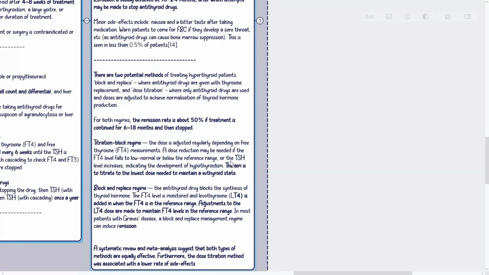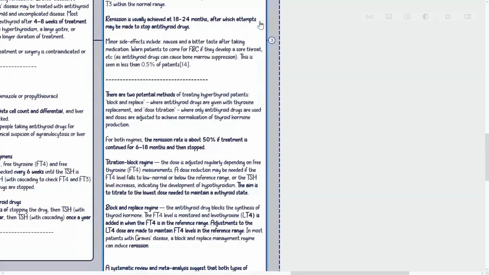Block and replace regime. The antithyroid drug blocks the synthesis of thyroid hormone. The FT4 level is monitored and levothyroxine, LT4, is added in when the FT4 is in the reference range. Adjustments to the LT4 dose are made to maintain FT4 levels in the reference range. In most patients with Graves' disease, a block and replace management regime can induce remission. A systematic review and meta-analysis suggest that both types of methods are equally effective. Furthermore, the dose titration method was associated with a lower rate of side effects.